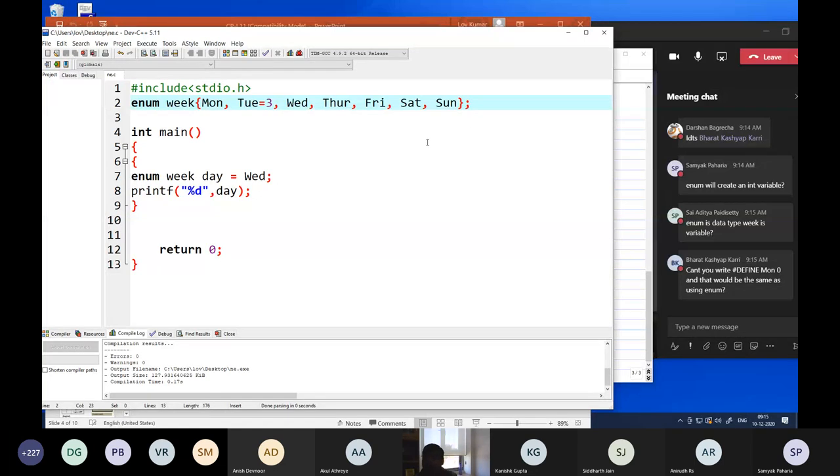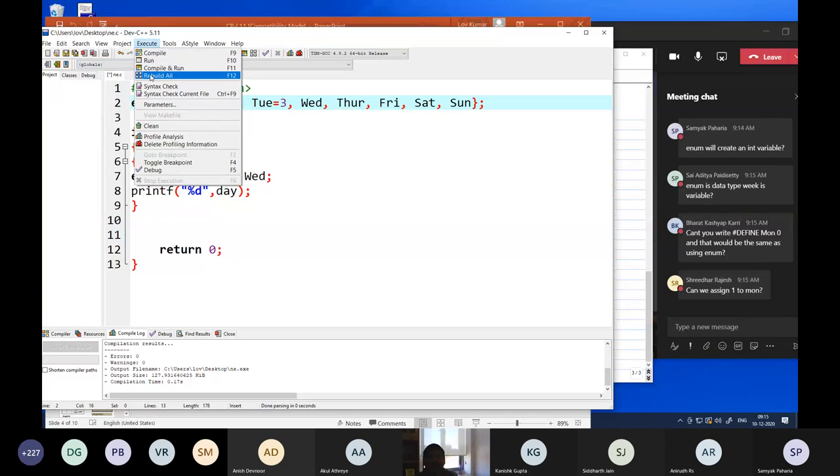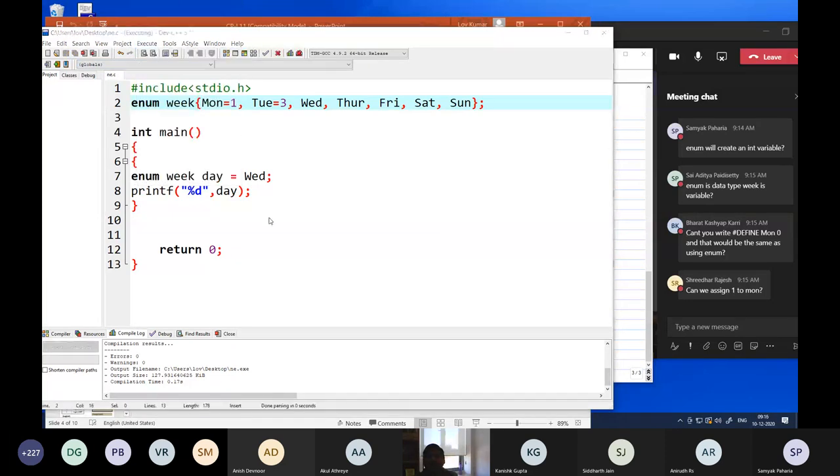Now it is similar to the macro function. Here you can also write #define Monday 0. But now try to understand. If you write #define Monday 0, that is valid. This is the most important point. We can assign 1, we can assign 2, any value we can assign. There is no problem. Here you can also assign 10.